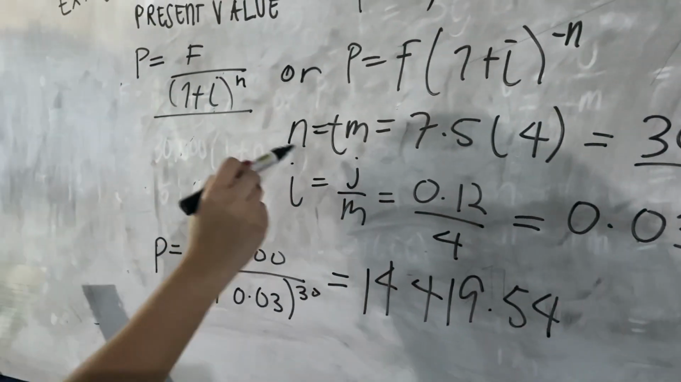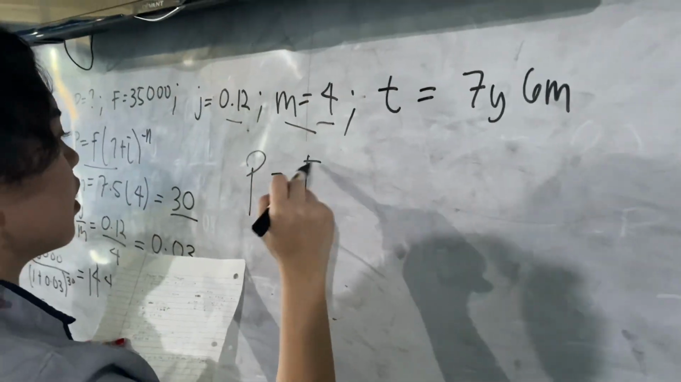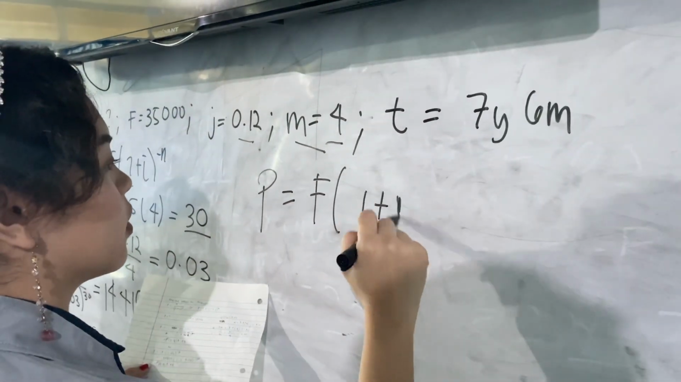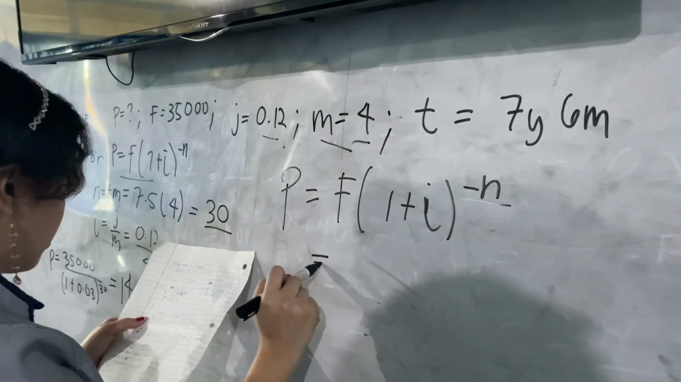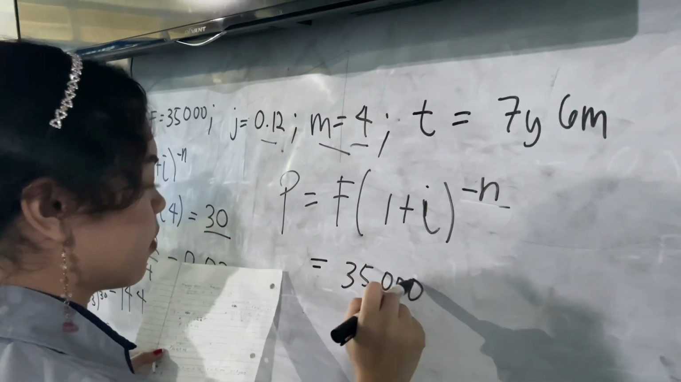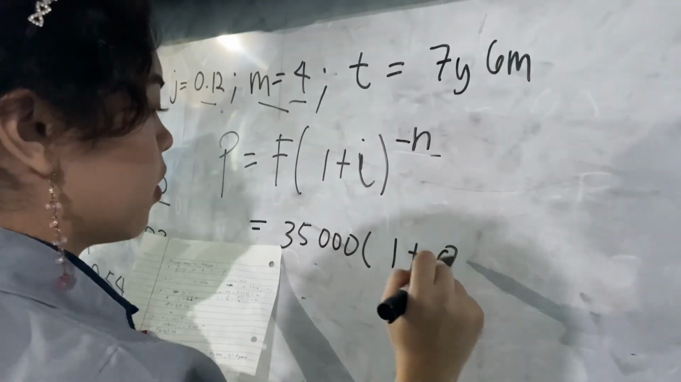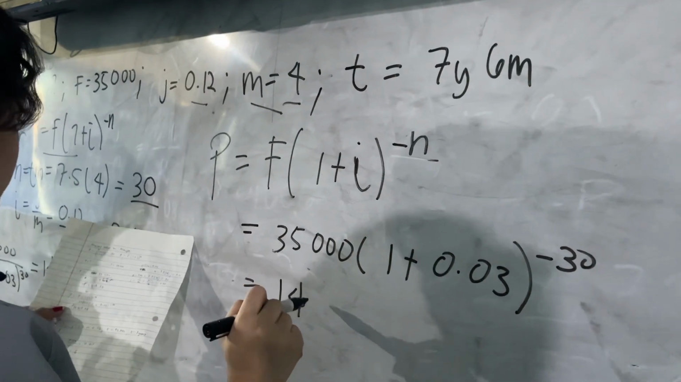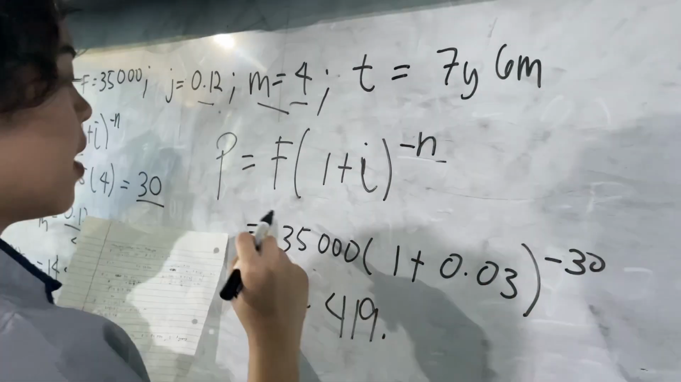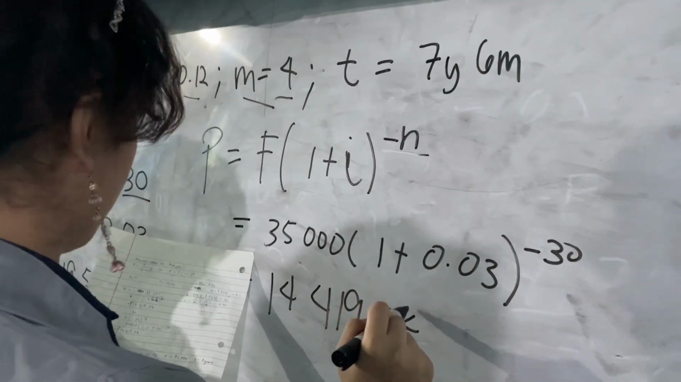Another way to solve this problem is by using the second formula, which is P equals F times the quantity of 1 plus i raised to negative n. So let's plug in the values. 35,000 times the quantity of 1 plus 0.03 raised to negative 30. We also get the same answer, which is 14,441.54. Therefore, the present value of 35,000 pesos that is due at the end of 7.5 years is 14,441.54 pesos.